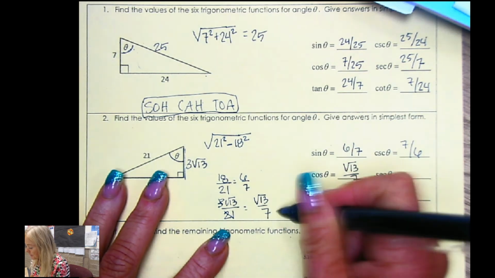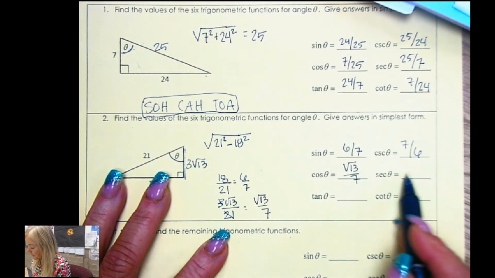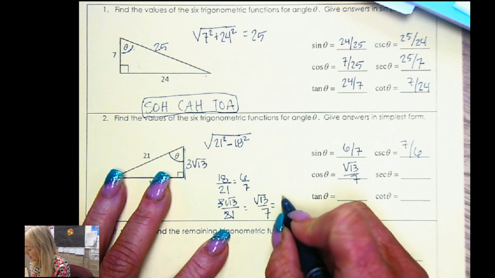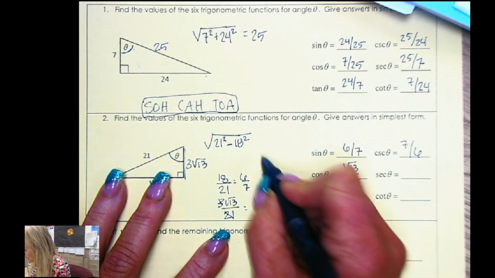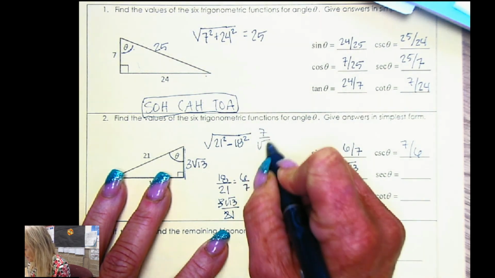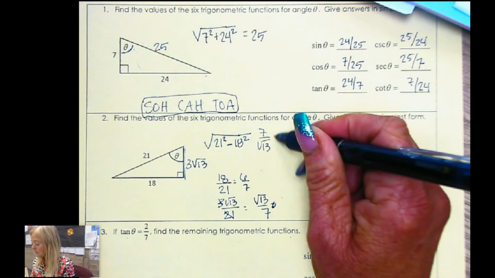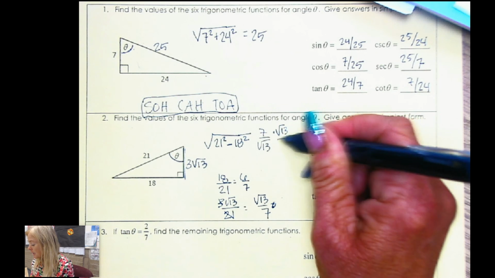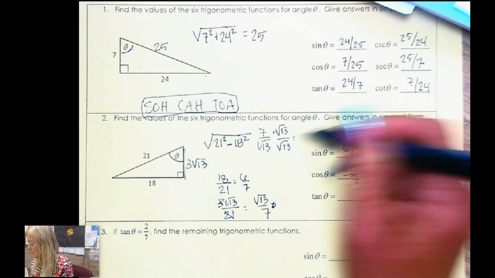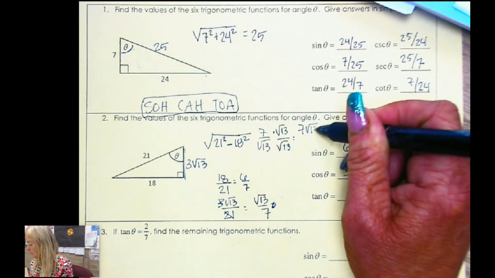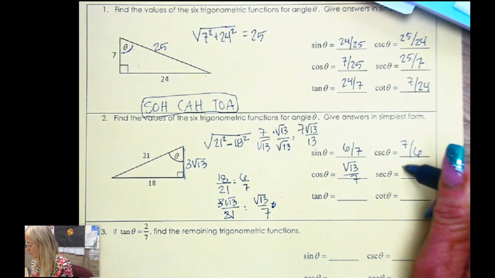Now you can flip it, but you have a little bit of work to do for secant, because once you flip it, the secant is going to be 7 over radical 13. But you can't leave the radical 13 in the denominator, so you have to rationalize by multiplying by radical 13 over radical 13. So 7 radical 13 over 13 is what you get.